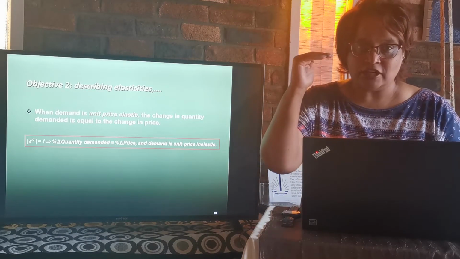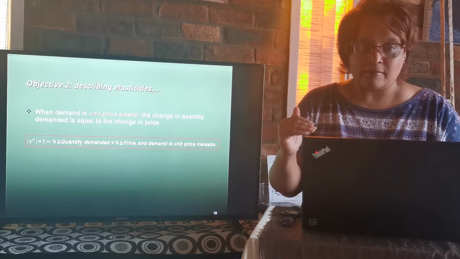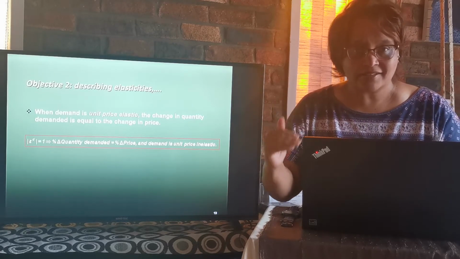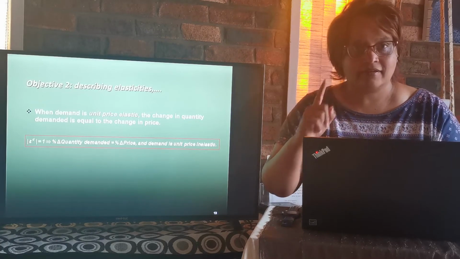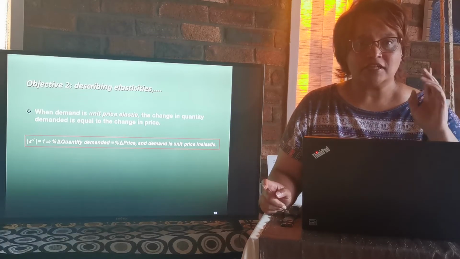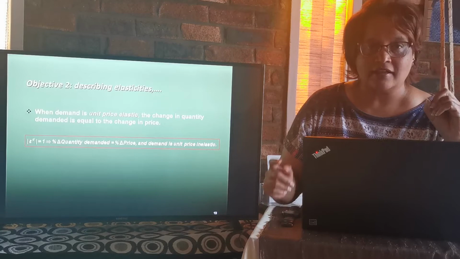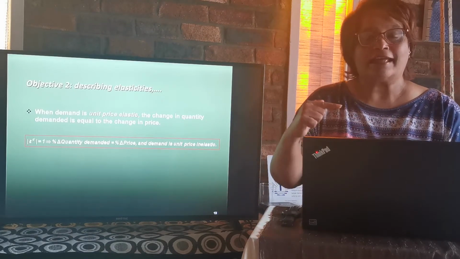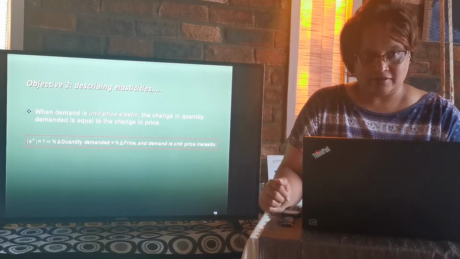So the percentage change in demand divided by the percentage change in price equals 1. If the price change with 1 unit increases, the demand will change and decrease with 1 unit.